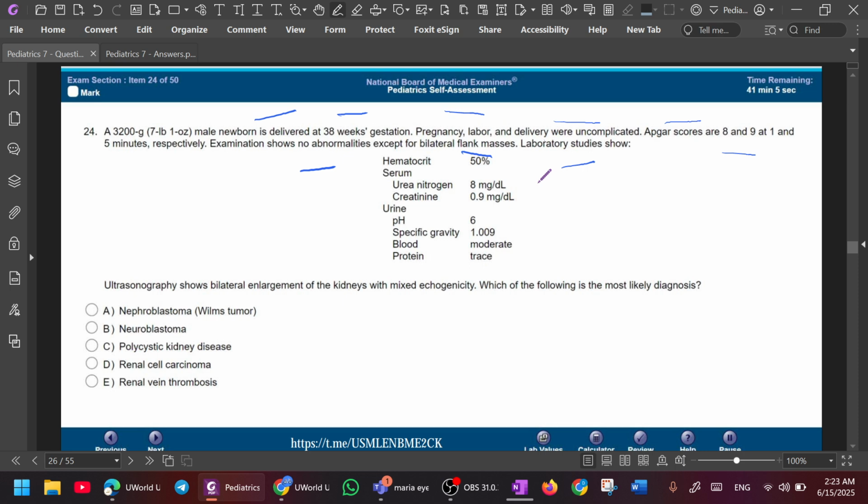Serum urea nitrogen is 8 milligrams per deciliter, creatinine 0.9, urine pH 6, specific gravity 1.009, blood is moderate, protein is trace. Ultrasonography shows bilateral enlargement of the kidneys with mixed echogenicity. Which of the following is the most likely diagnosis?